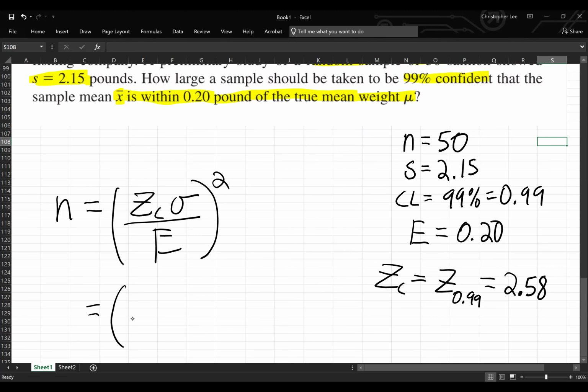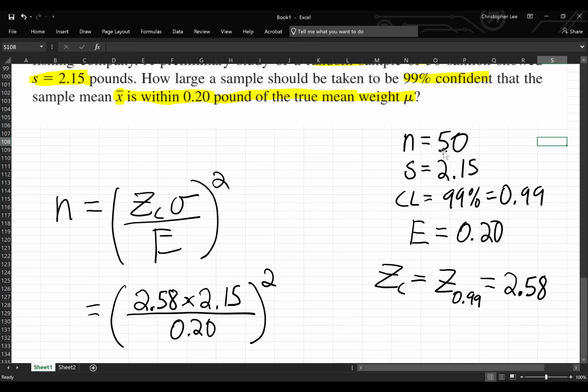Look at this. What's Z critical? 2.58 times what's the standard deviation? 2.15. Yeah. Over my margin of error E, which is 0.2 squared, right? Just to be clear, the reason why I can use the 2.15 here is because my N is 50, right?